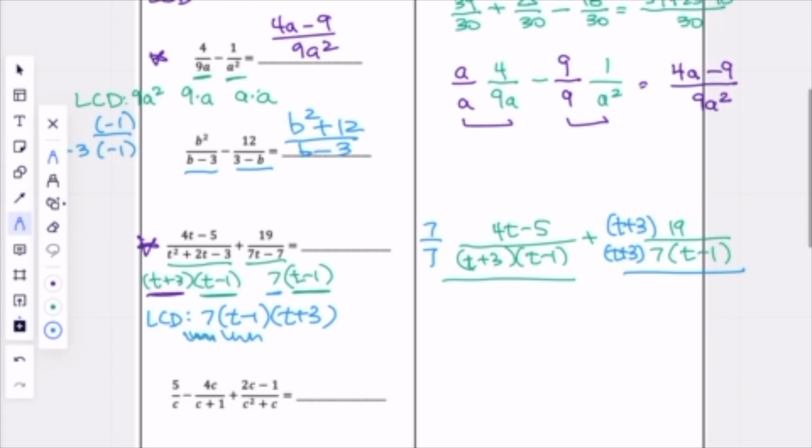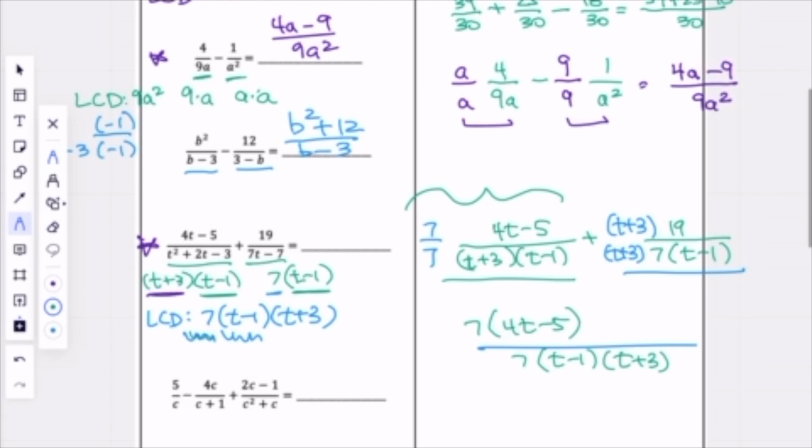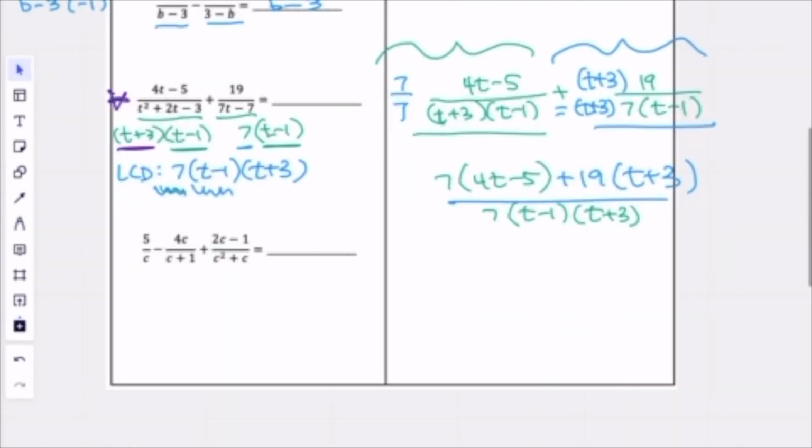Okay? And so now what we end up having, in the denominator, we have 7 times t minus 1 times t plus 3. From this first expression, we have 7 times 4t minus 5. From this second expression, we have plus 19 times t plus 3.